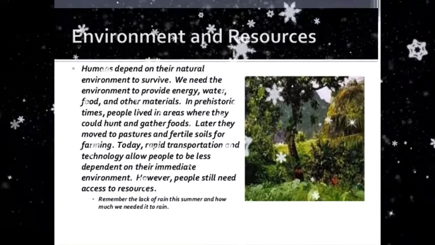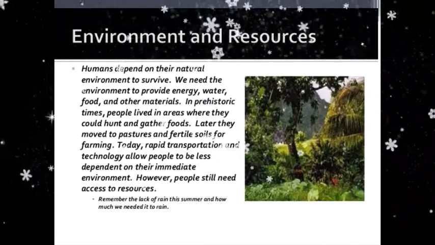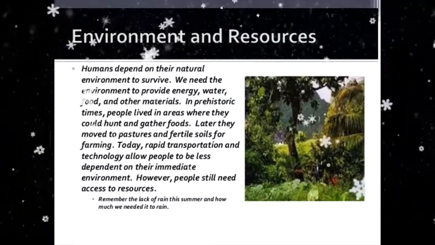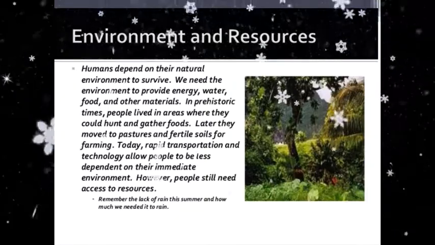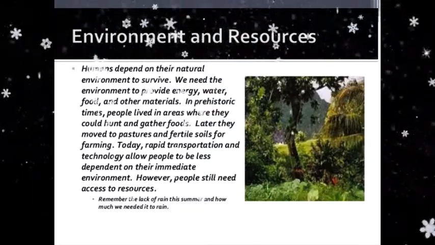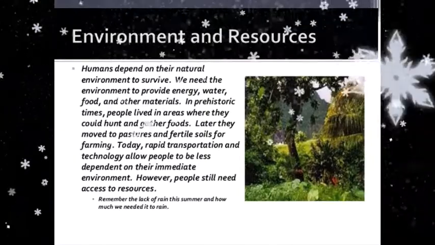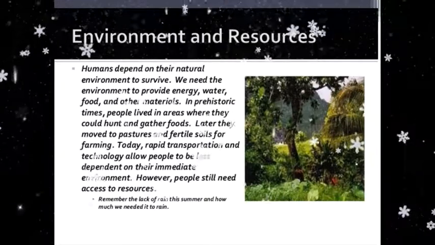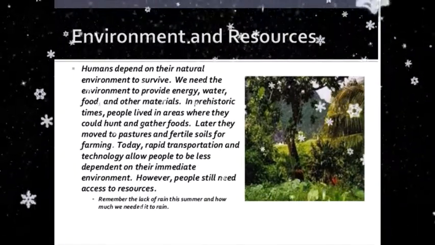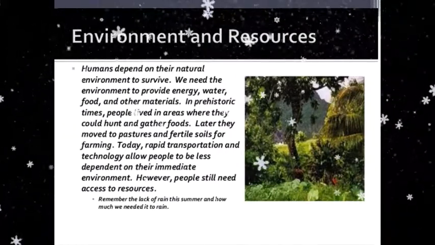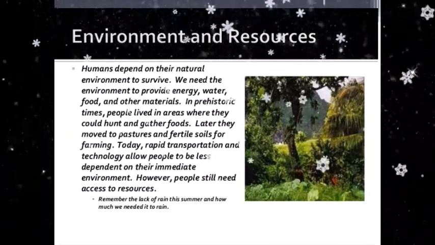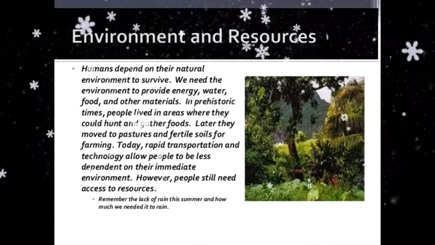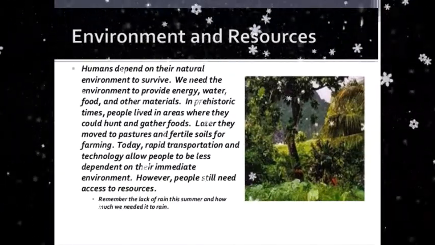And today, rapid transportation and technology. We are now in the digital age, the digital world, wherein people are dependent on technologies itself, which allows people to be less dependent on their immediate environment. However, people still need access to resources. So that's environment and resources. The environment is a place where humans and animals live, while resources are where you can get your food in order to survive. That's how very important the environment is for us as human beings.